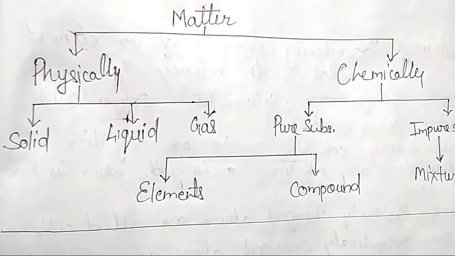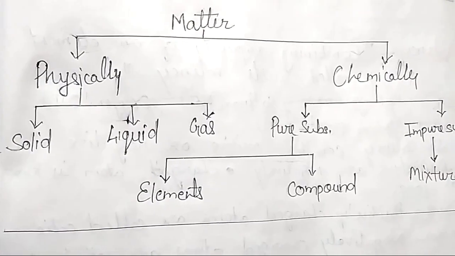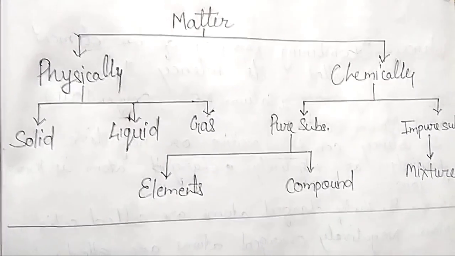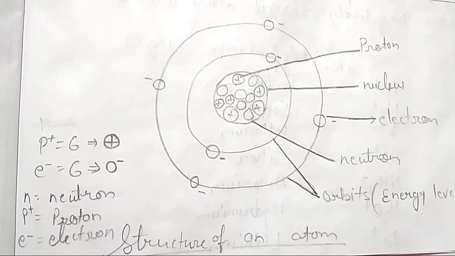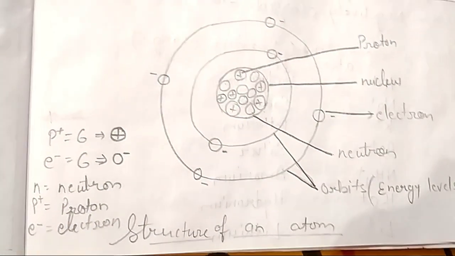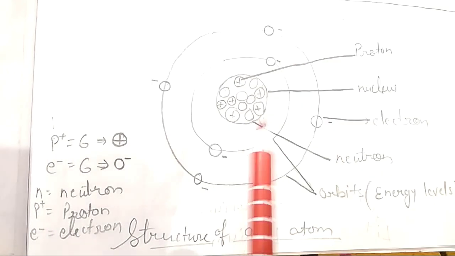In the last video we discussed matter. Now here you can see a flow chart showing the classification of matter. In the last video we also discussed the atom. This is the diagram of an atom, showing the structure of an atom.